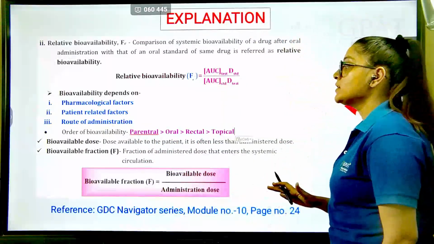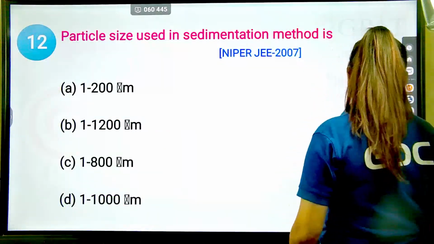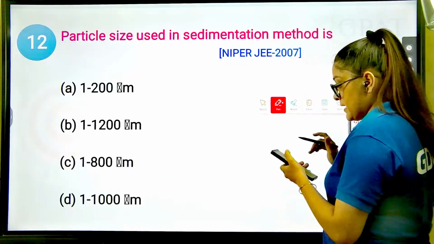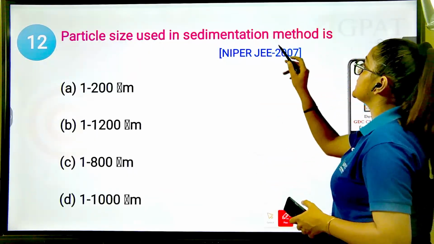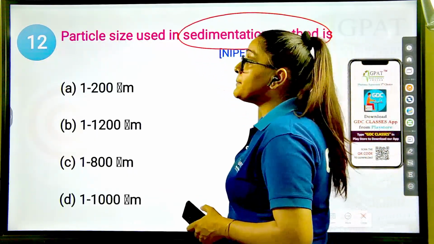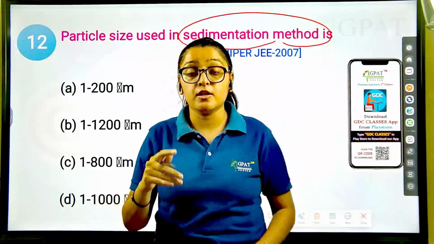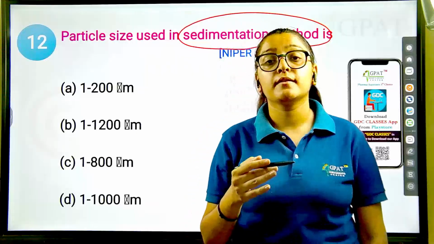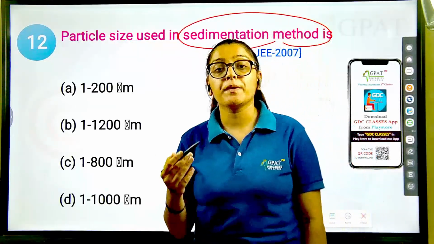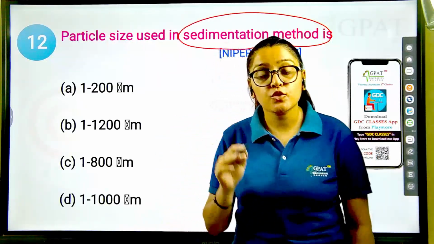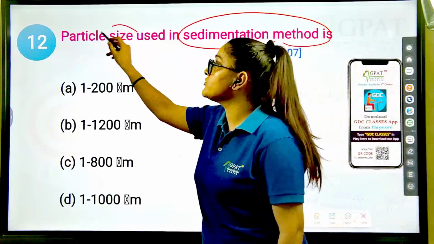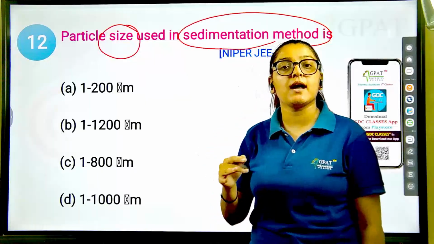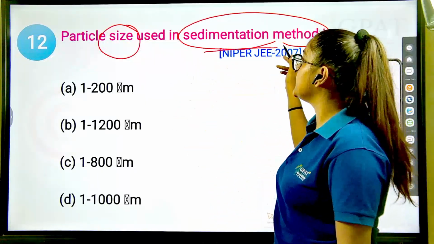Okay. Particle size used in the sedimentation method. So for the particle size determination method, you have all seen there are the sieving method, the sedimentation method, right? We have optical microscopy, we have the Coulter counter method. Based on the size of the particle, all these methods are different. So they are asking about the sedimentation method.